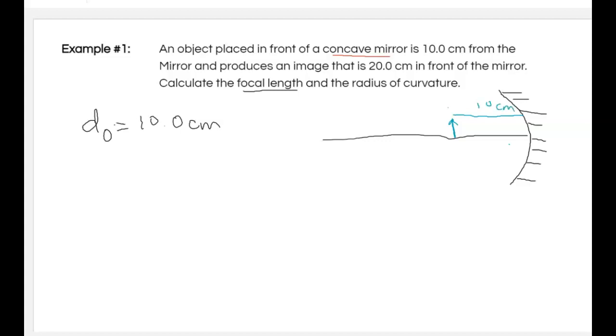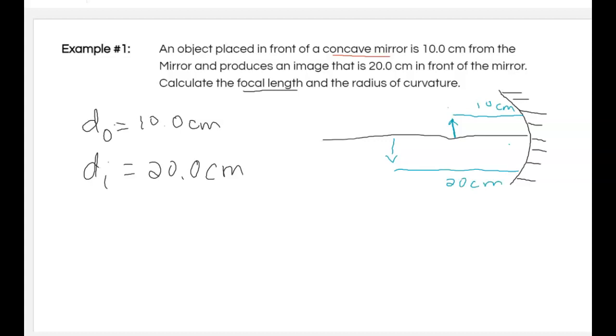Next it says that it produces an image that is 20 centimeters in front of the mirror. So that tells me that my DI is 20 centimeters, and I can sketch that up. My image distance is over here, so this distance here is 20 centimeters.